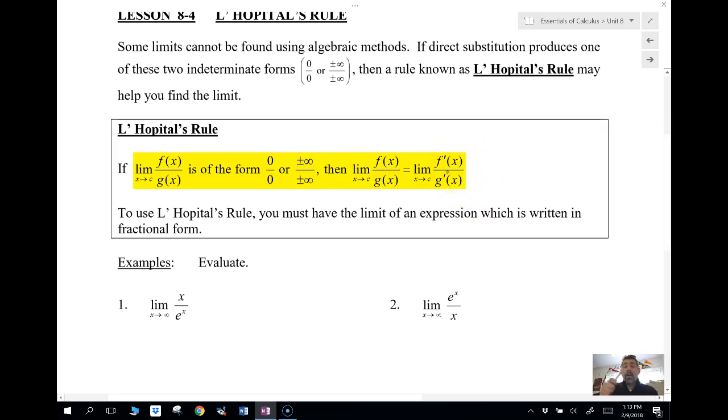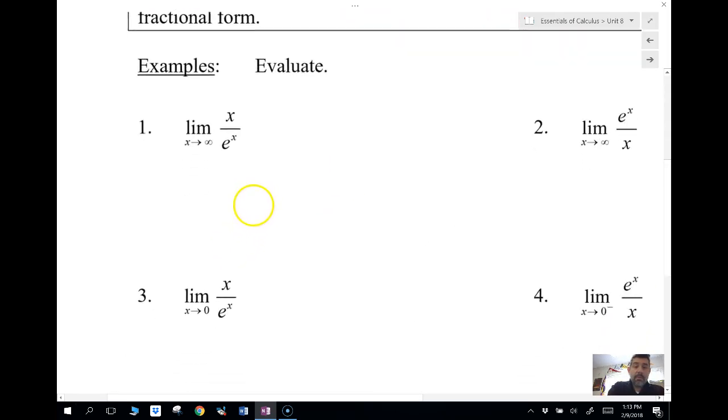It's not the quotient rule, right? The quotient rule is when we just do the derivative and we have a quotient. But this is, we're going to treat each function separately, the one in the numerator and the one in the denominator. Okay, let's take a look at some examples here.